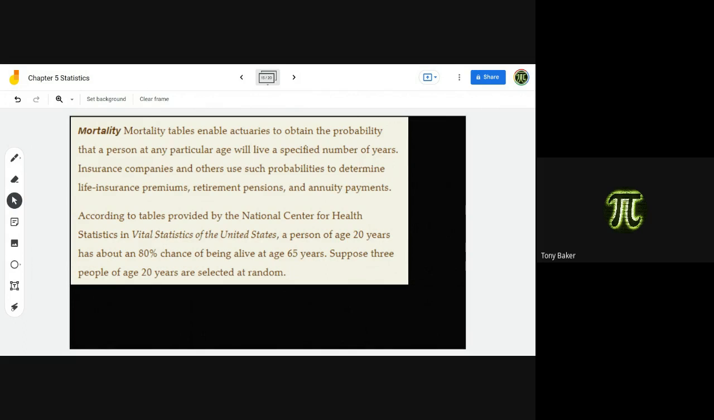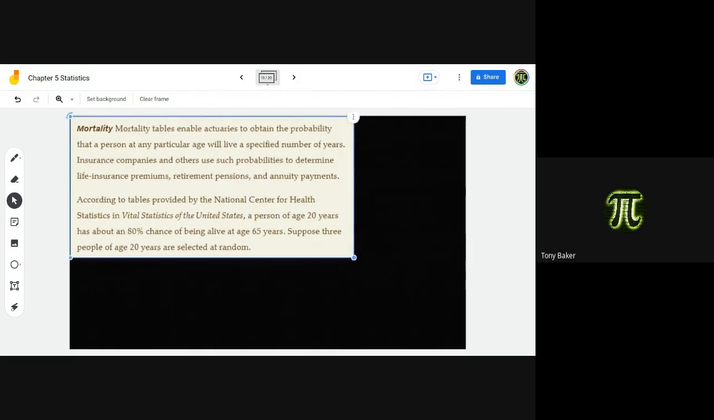So when we're setting this up, we've got to come up with a way to actually do the calculations. If you think about this, we're going to do this almost the same way that we did heads and tails. We have 3 people, so just like 3 coins. What are the only 2 options they have at 65? Alive or dead, right?